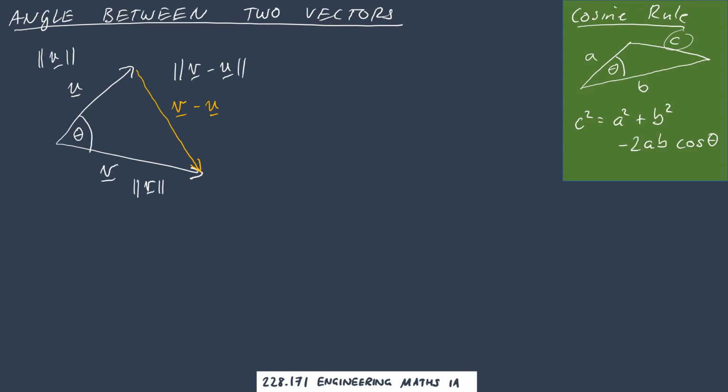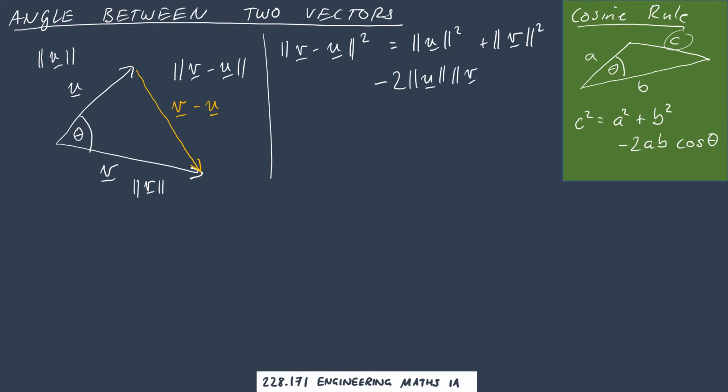So our c side is going to be the length of v minus u. If we were to just write down directly how this applies to our picture, we have the length of v minus u, now it's c squared, so it should be squared, is equal to the length of a squared. Now u is going to be our a, so it's the length of u squared, and b is going to be the length of v, so the term b squared will be the length of v squared, and then I have a minus 2a, which is length of u, b, which is length of v, times cosine of theta.